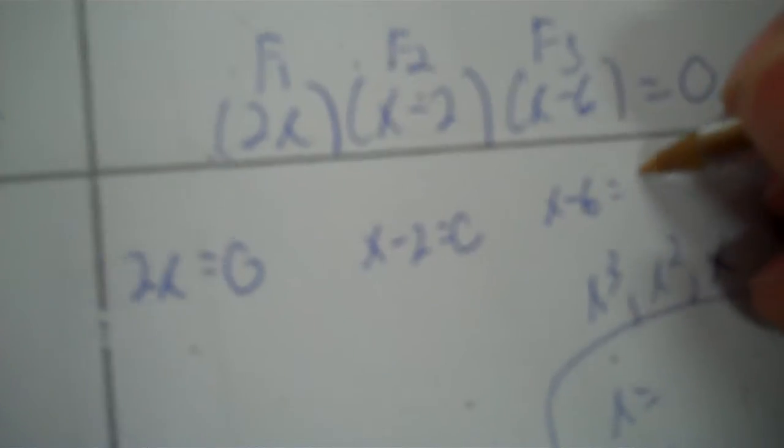Now, every one of these parentheses contains the x, so f1, f2, f3. So 2x could equal 0, x minus 2 could equal 0, x minus 6 could equal 0. So divide by 2 and x equals 0. Plus 2, x equals 2, plus 6, x would equal 6. You don't need to divide on these. x equals 2, x equals 6.